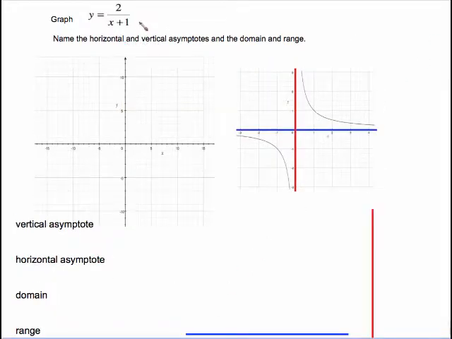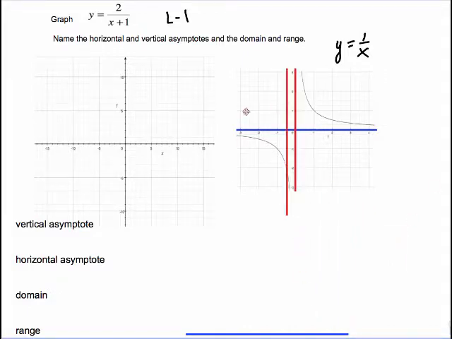Another example, y equals 2 over x plus 1, and we're going to name the horizontal and vertical asymptotes, the domain and the range. We're going to do it based on knowing that this is our graph of y equals 1 over x. You should know that x plus 1 tells you that you're going to move to the left 1. This whole graph will move to the left 1, which means the vertical asymptote needs to move to the left 1. So the vertical asymptote used to be at 0, and it needs to be to the left 1.